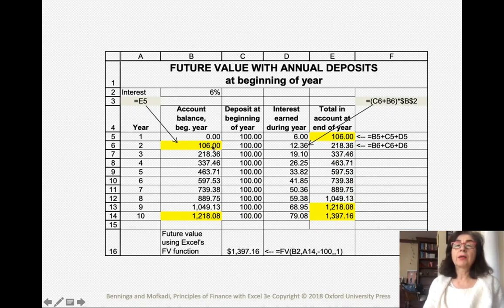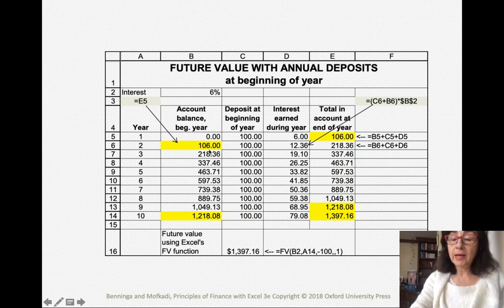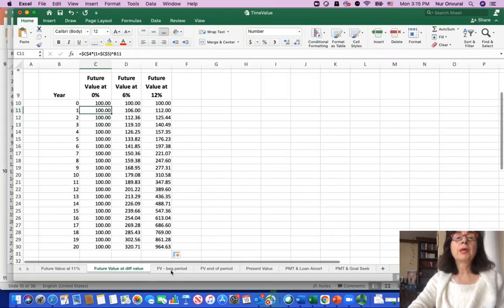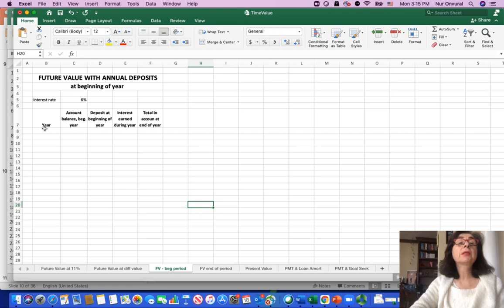So the following year, year two, we start with 106, another deposit of 100 is added. That creates an interest of $12.36, and then that totals at the end of the year to $218.36. So you can create this table, and I can go back to my Excel spreadsheet and show you that same beginning of year calculations.